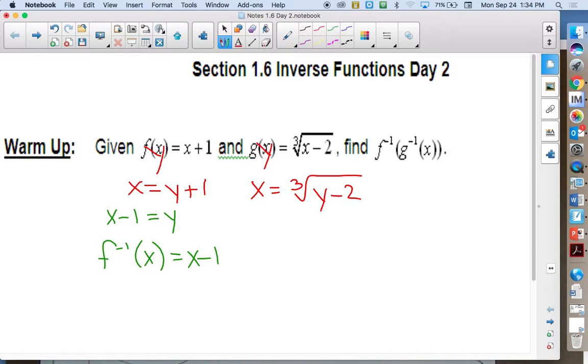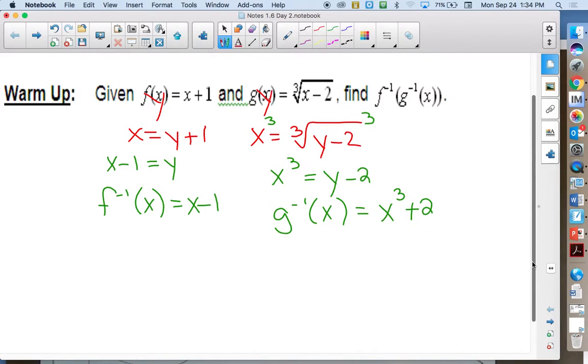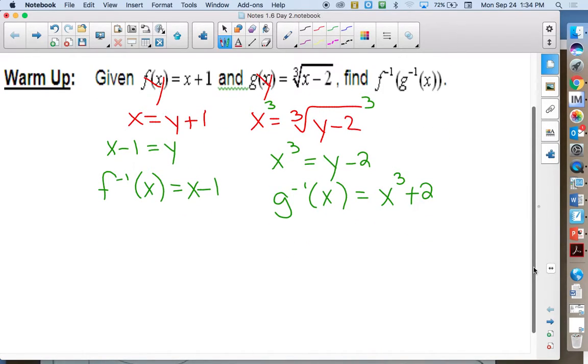So the inverse of f should be x minus 1. The inverse of g, well, we have to cube both sides here. So that inverse will be x cubed plus 2. So those are the two inverse functions. Now what are you supposed to do? You've got the inverses. What do you do next? Eris?